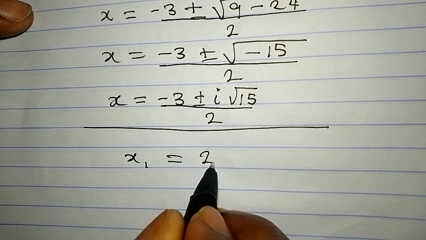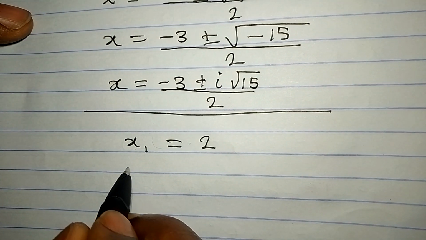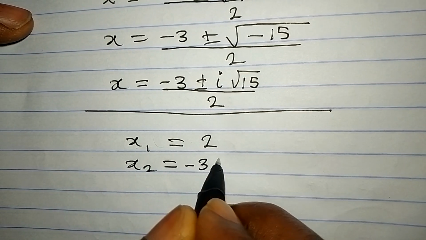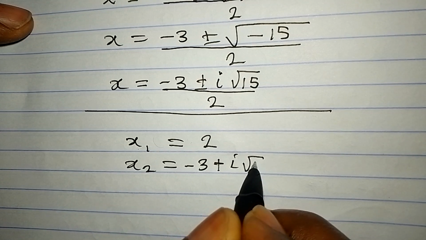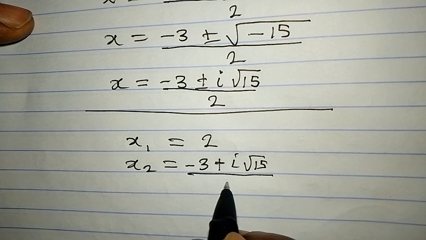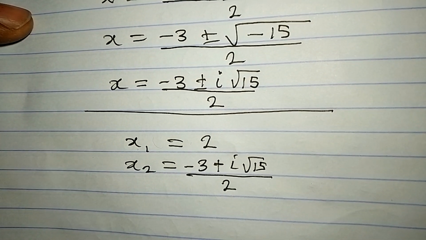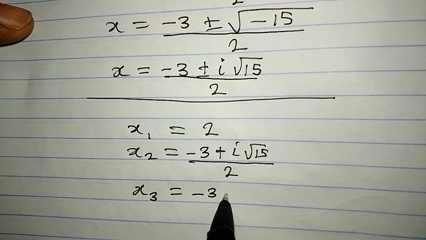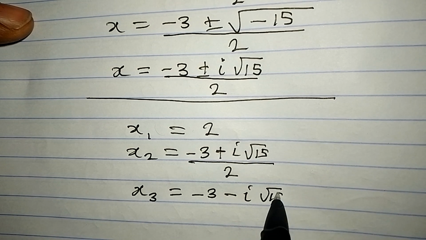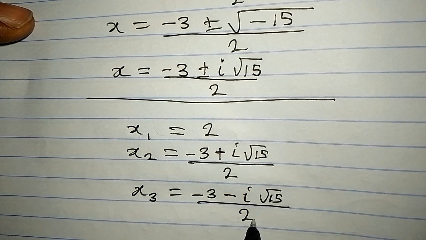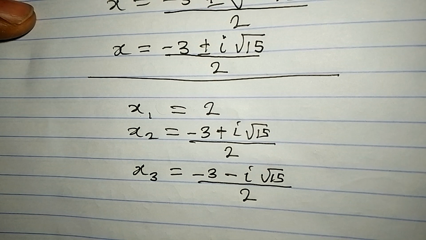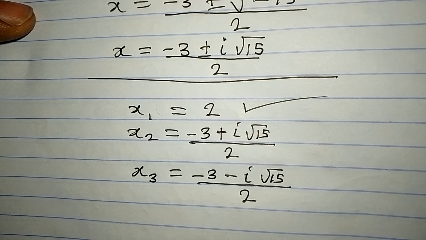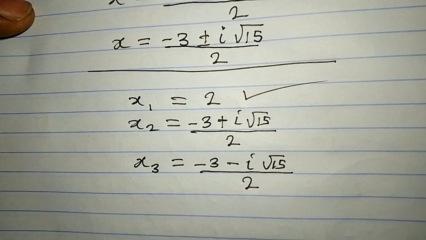X1 is equal to 2, the real solution. Then x2 is from here, and we got minus 3 plus I root 15, and the whole of this is over 2. This is our x2. Then x3 is equal to minus 3 minus I square root of 15, and this is over 2. So these are the 3 solutions to the problem. Mind you, it is only the first solution that is real. The other 2 are complex solutions.